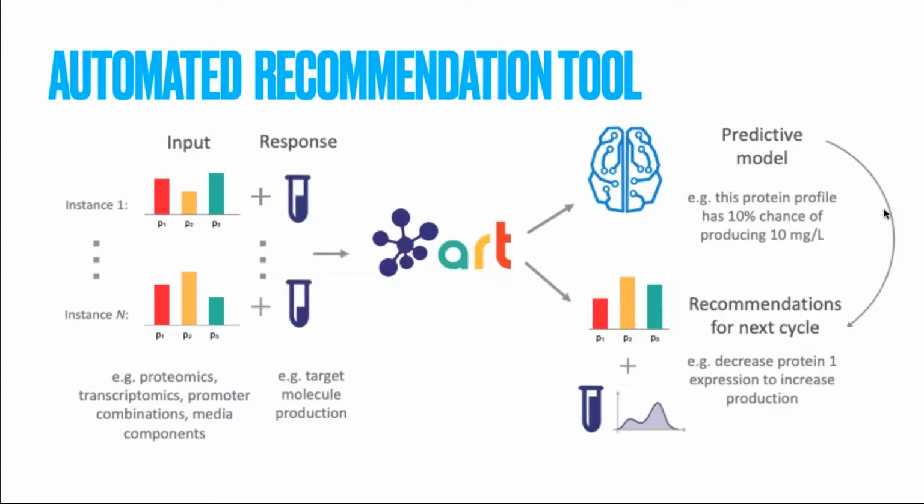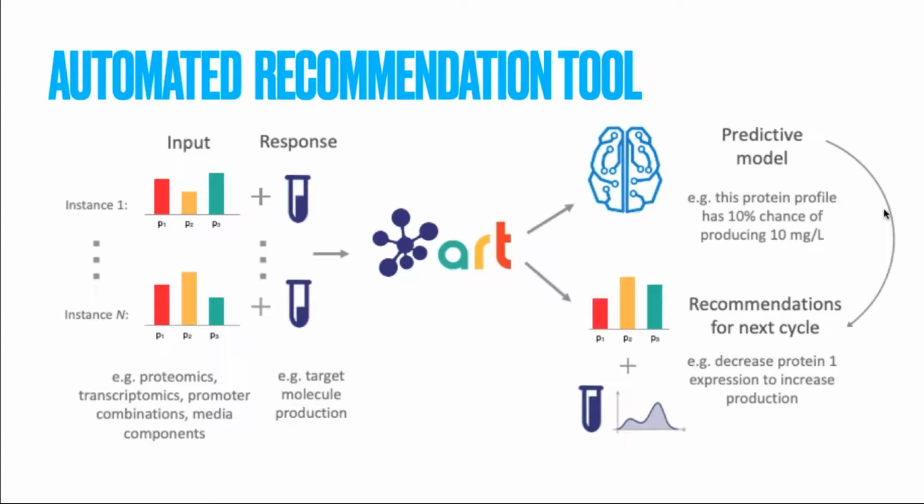Proteomics, so that's about protein. Transcriptomics, which is about the transcription of DNA into RNA. Promoter combinations, media components, you name it. And each of those has an associated response. You feed all of that into ART, and remember, you're not going to get flukes because you're trying this many, many times at once, right?